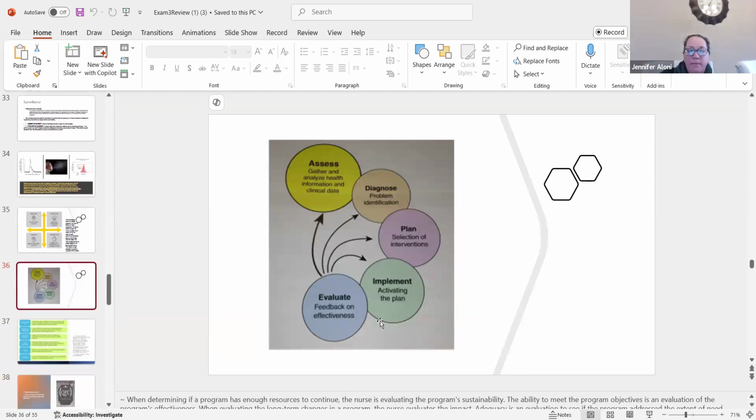We always know our ADPIE: assess, diagnose, plan, implement, and evaluate. And when we think about this, we're looking at program development. So we're looking at the sustainability and the ability for the program to meet objectives, which is based on the program's ADPIE. Has it worked well?